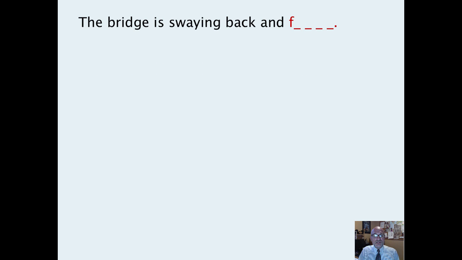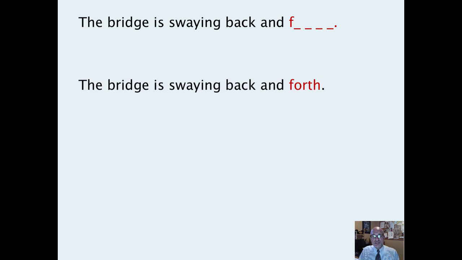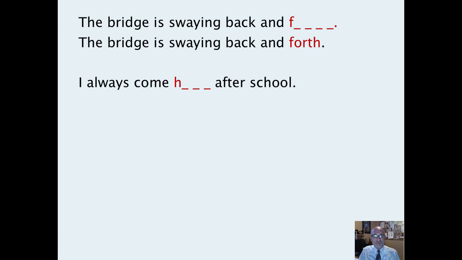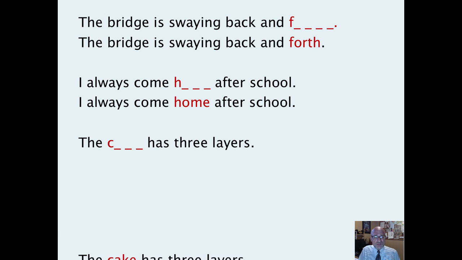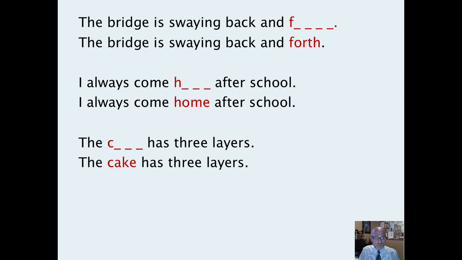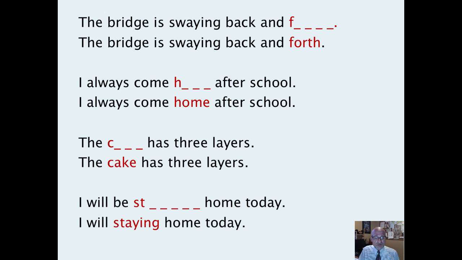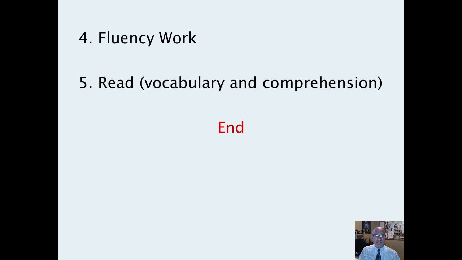The bridge is swaying back and these are meant to be painfully obvious. Sometimes you have to use scaffolded oral reading or choral reading to help them with the sentence. The goal is to develop the semantic cueing system so they learn to use context clues as well as letter clues to find out what the word means. We're creating meaning with print, meaningful context here.